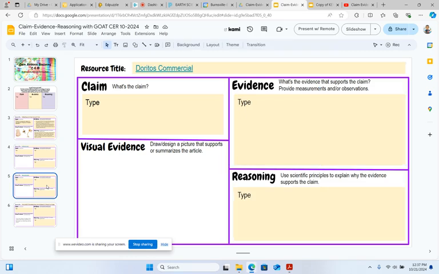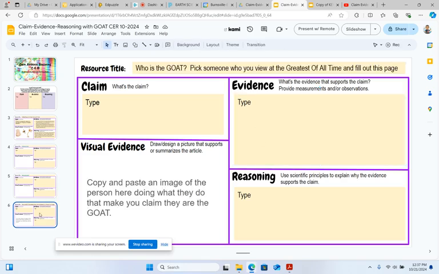A Doritos commercial. Now, the claim in this one isn't really stated. I don't think there's a whole lot of talking except toward the end of the ad. So see if you can figure out what the claim is. Visual evidence, don't worry about. Actual evidence, you can just summarize. Type in here what evidence there is to support the claim of the ad, and then reasoning. Then finally, this is the one called the GOAT CER.